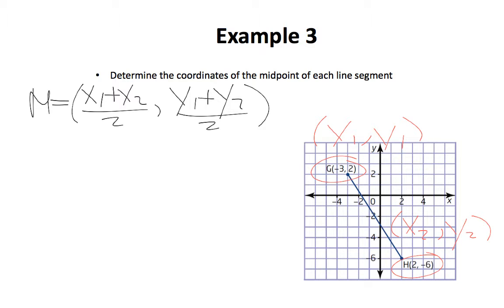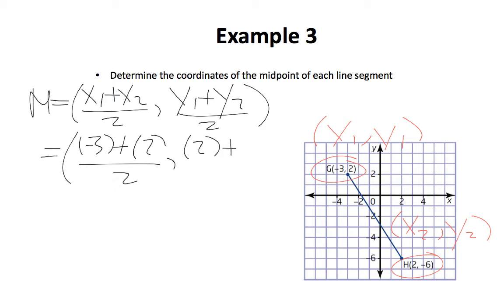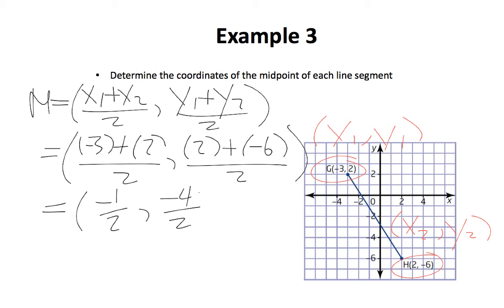Next, let's substitute in our known values. x1 is -3, x2 is 2, y1 is 2, and y2 is -6. Let's simplify some of these numbers. So -3 plus 2 is -1, and 2 plus -6 is -4.